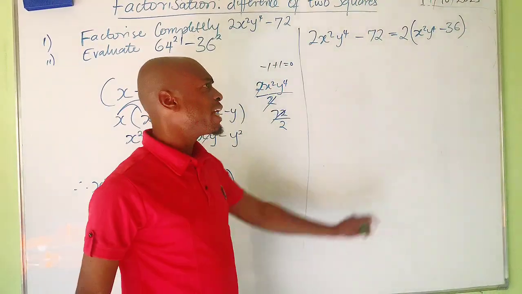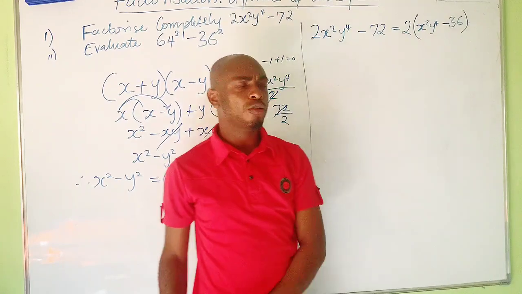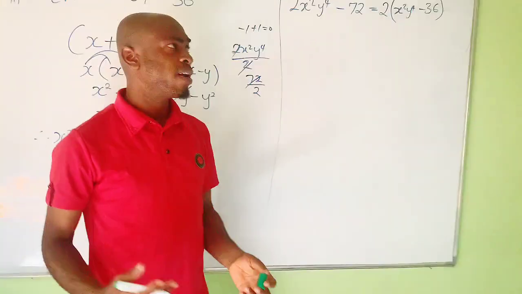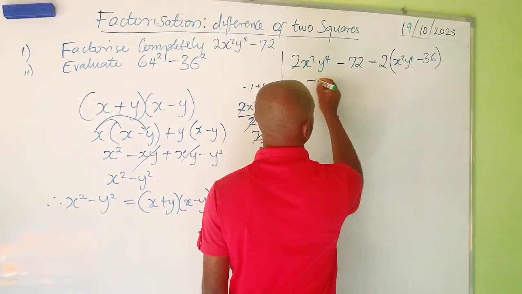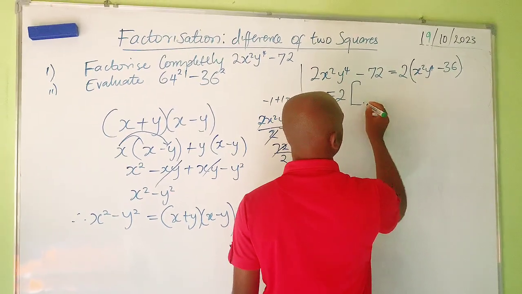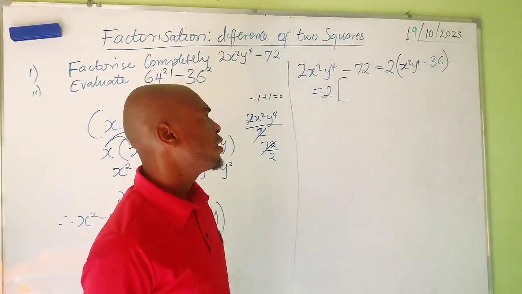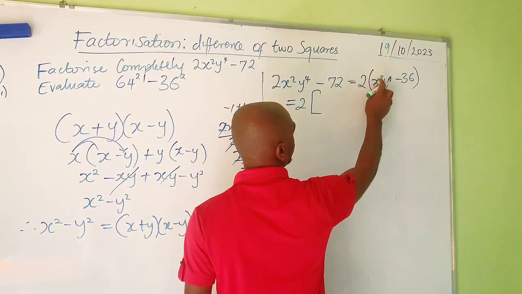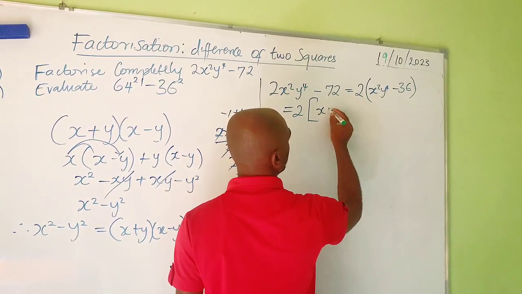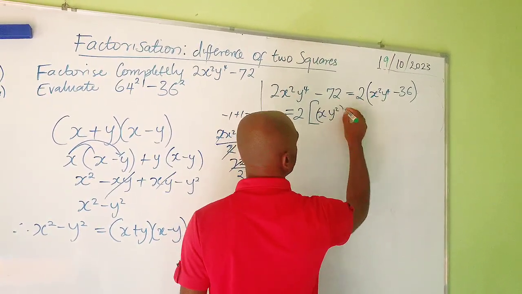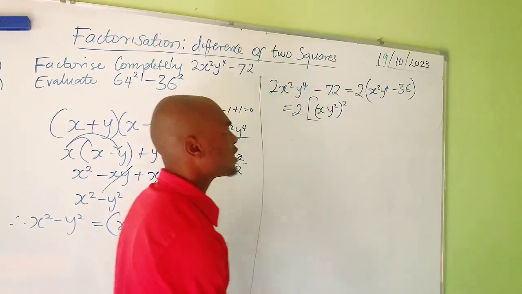With this, we can express this number as difference of 2 square. Let me rewrite it so you understand how it goes. Let me use a bigger bracket. At this point, this is how I express this as square.